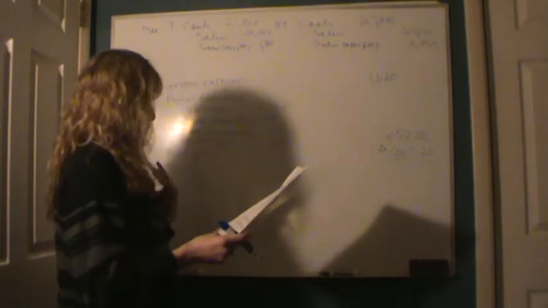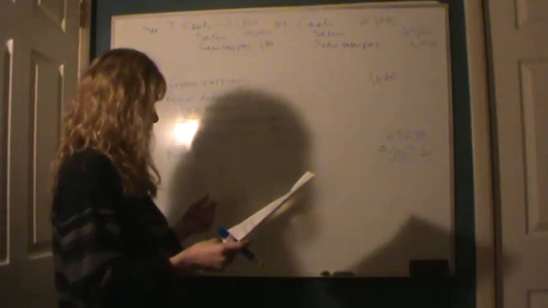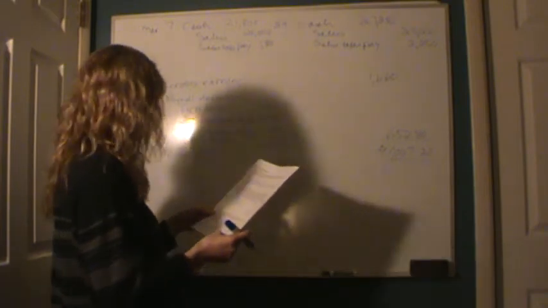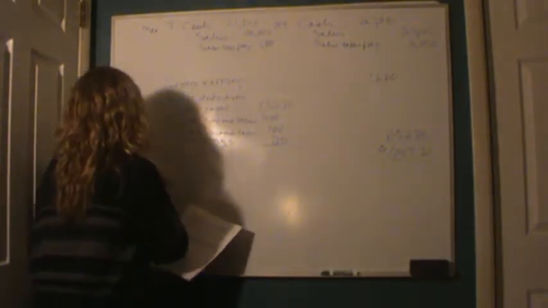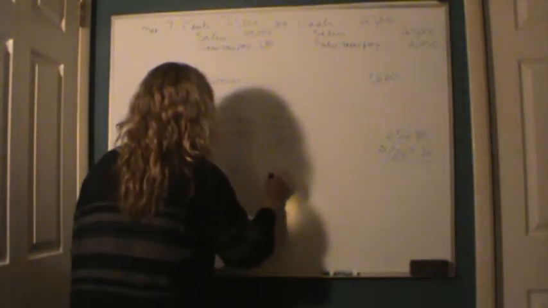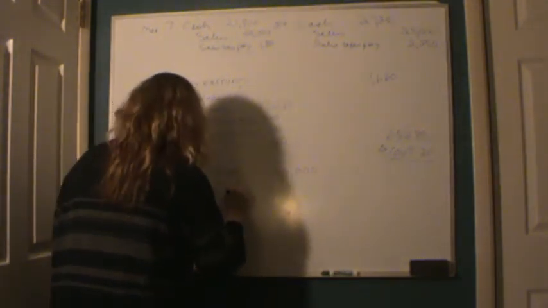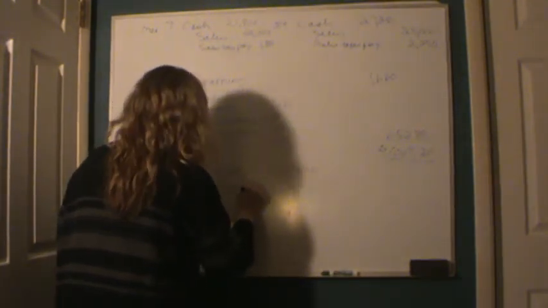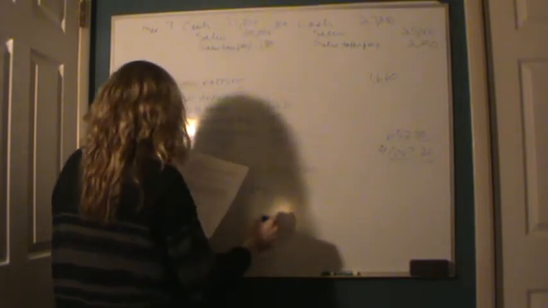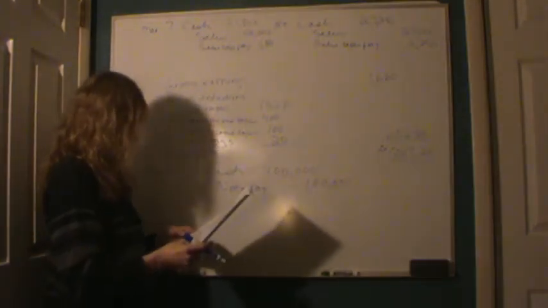So on May 1st, Bob borrows $100,000 from A Bank, signs a 4-month 6% interest-bearing note. So let's go ahead and record our initial entry. May 1st, we received cash for $100,000. We're going to debit cash for $100,000. And we are going to have a notes payable for $100,000. So we'll go ahead and credit that for $100,000. So that's our first transaction.